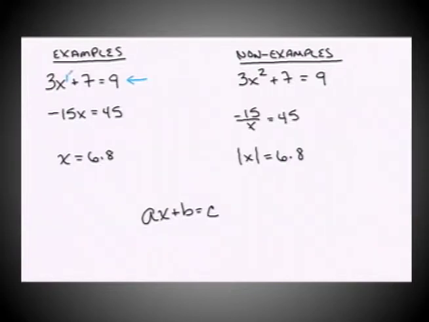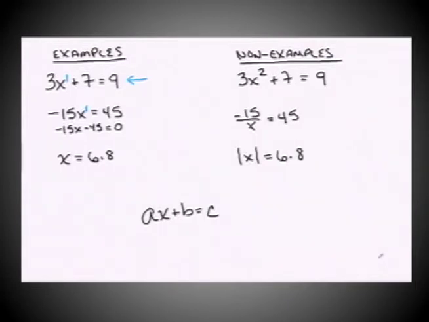Now the second one on the left-hand side is also an example of a linear equation. x is raised to the understood first power. And if I did a little bit of rearranging of my terms here, I could write this as negative 15x minus 45, so I'm subtracting the 45 off of both sides, equals 0. So my a would be negative 15, my b would be negative 45, and my c would be 0.